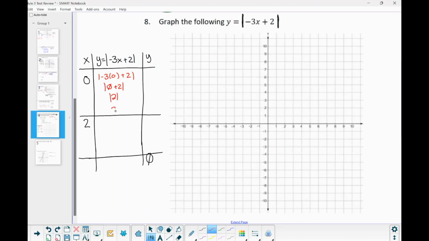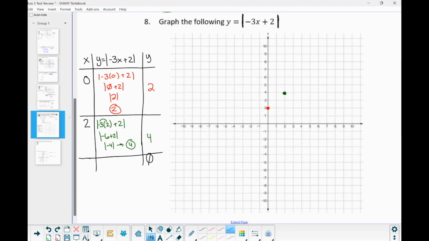The absolute value of 2 is 2. So I should have 0, 2. Over 0, up 1, 2. Then we're going to plug in 2. We have -3 times 2 plus 2. -3 times 2 is -6 plus 2 is -4. The absolute value of -4 is 4. So we have over 1, 2, up 1, 2, 3, 4.